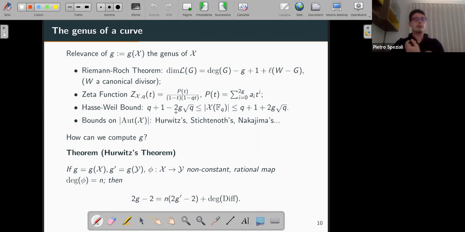Of course, in general, it might be hard to compute the genus, but one of the main tools we have is Hurwitz's theorem. So if we have a non-constant rational map between two curves X and Y of degree n, then you have this closed formula relating the genus of X, the genus of Y, the degree of the covering, and this mysterious degree of the different. Which, in characteristic 0, is not so mysterious, but in positive characteristic might be hard, since you may not have separable maps and so on.